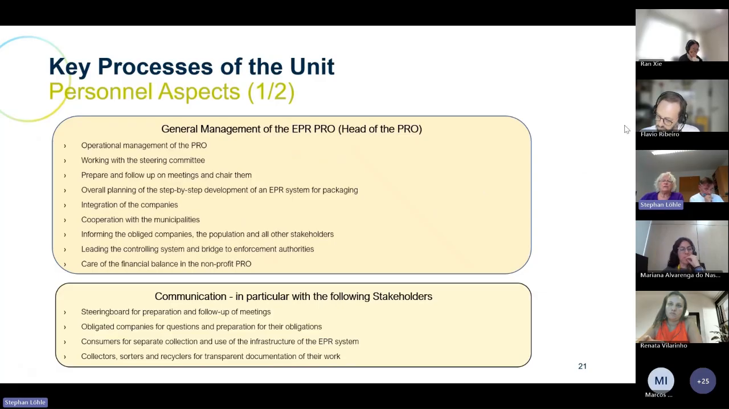I want to go very fast about this. What do the managing directors or the management have to fulfill, what are the duties: the operational management, working with steering committees, preparation of meetings, planning, integration of the companies, cooperation with municipalities, informing. This is the umbrella over the whole PRO. And then the communication is important with the steering committee, with obliged companies, with consumers, and with collectors and sorters. It must be very transparent, otherwise it will not work. They will not accept it.